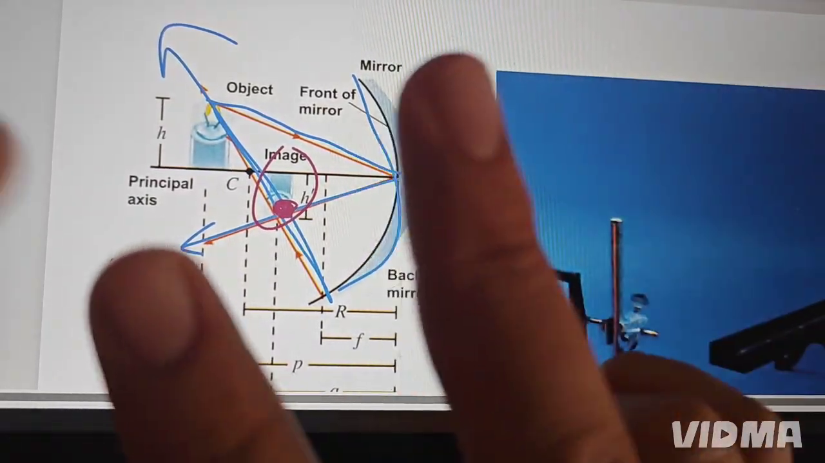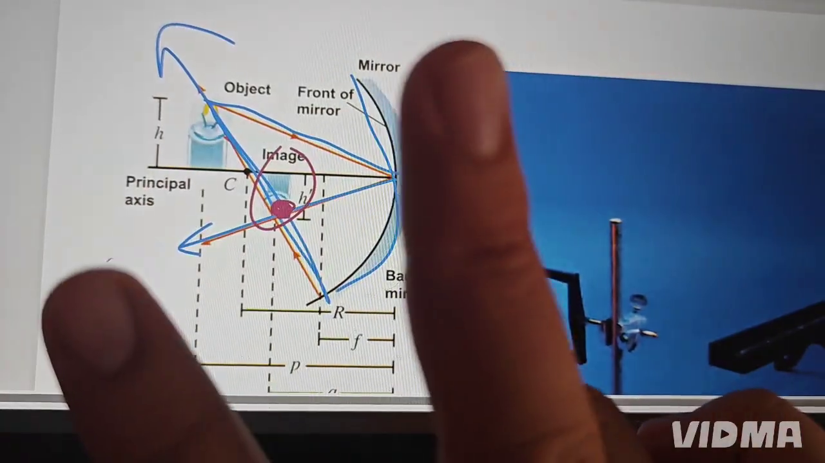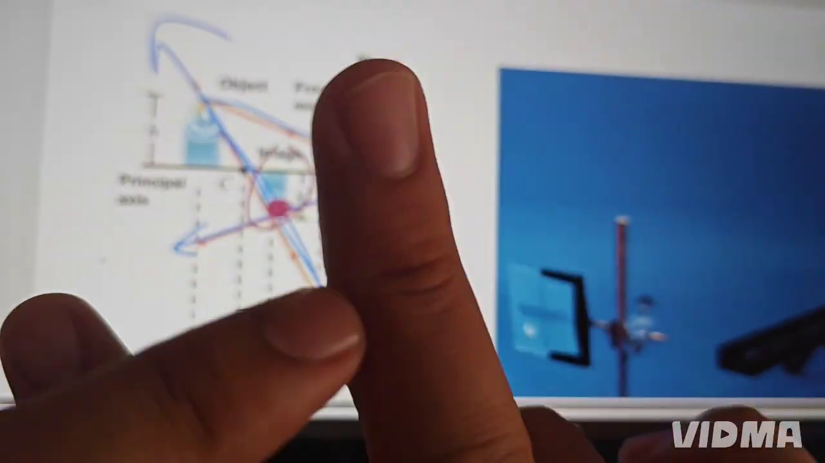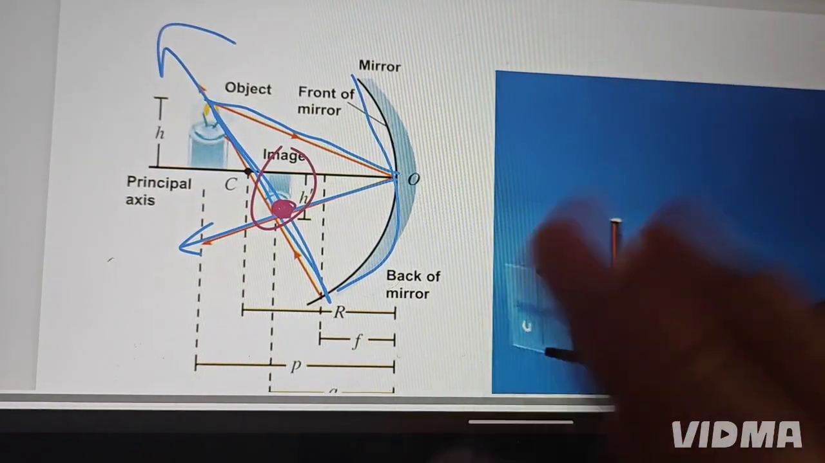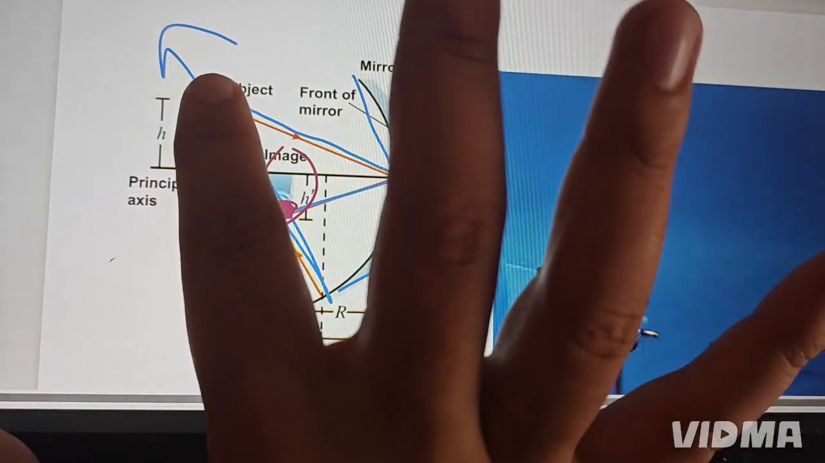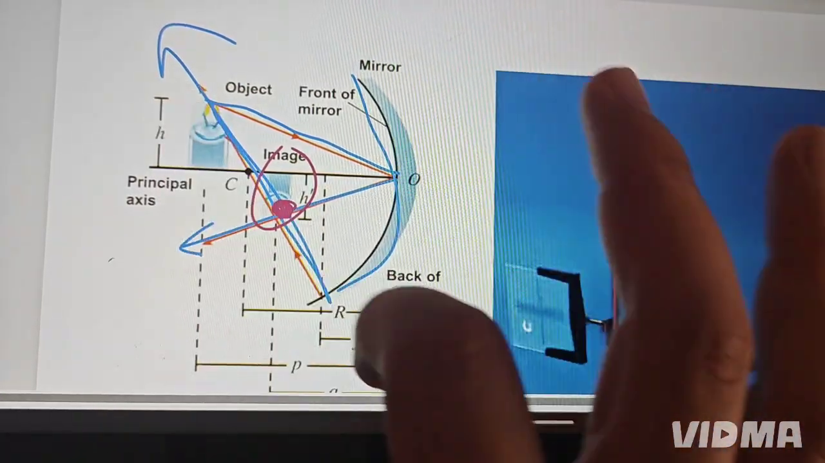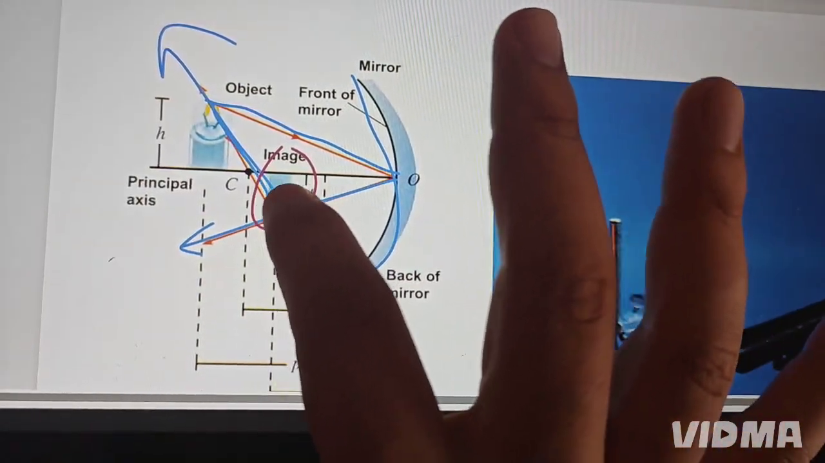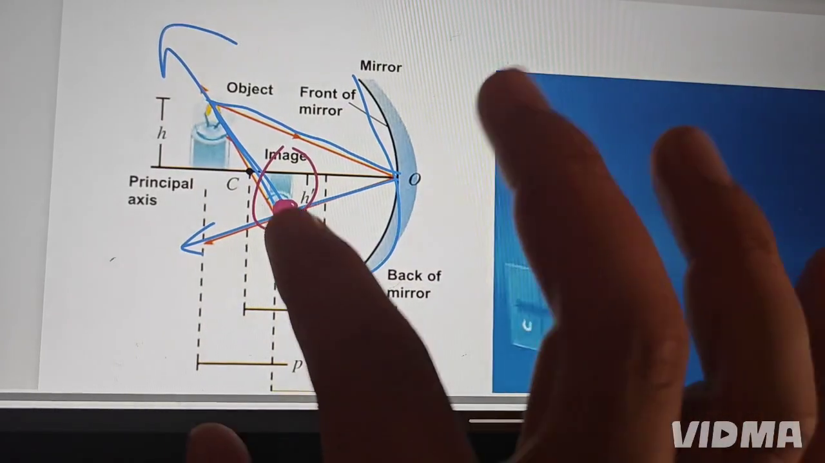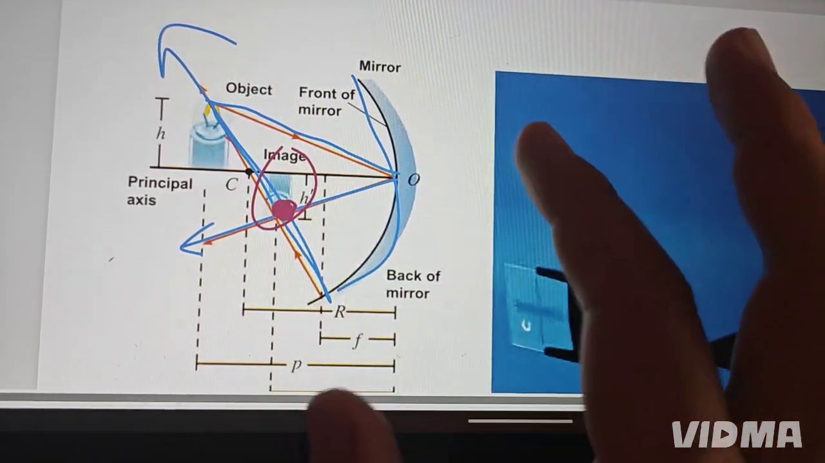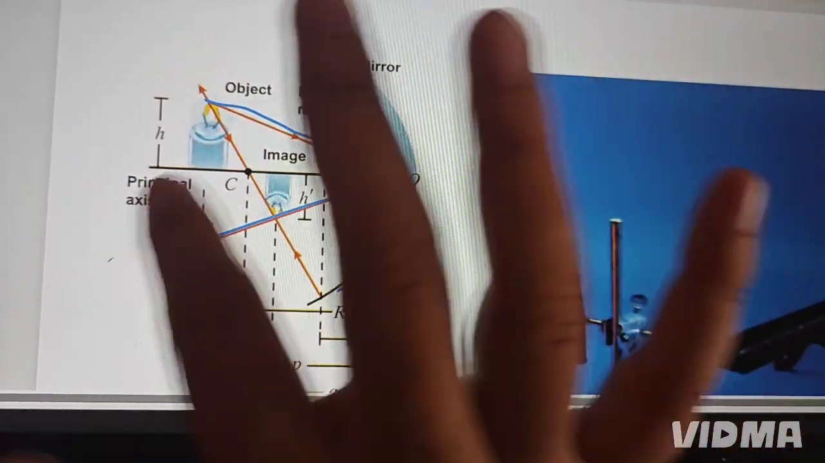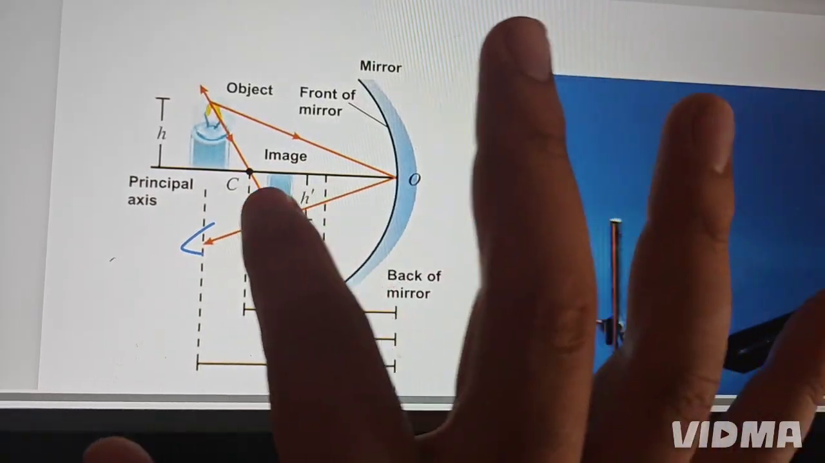We said if two lines or two rays intersect at one point, it means at that point we have the image. So this is the first line going to be reflected, and this is the second line going to be reflected. At that point, both of them are reflected. So it means at that point the image is going to be created or produced. Take a look, in here you have the image.